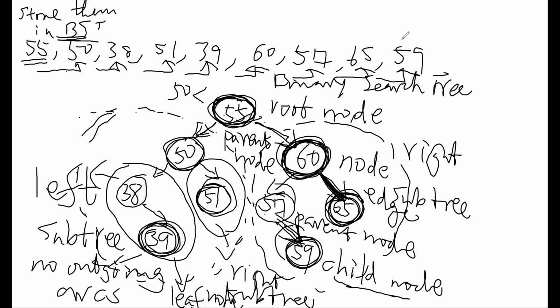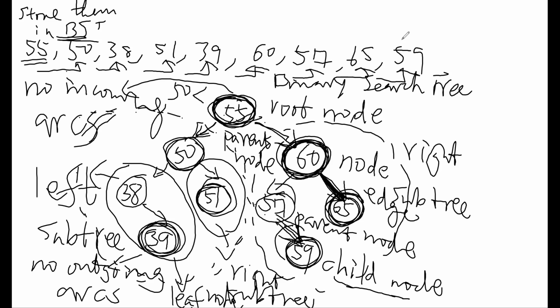This is a general term regarding the tree. And for the root node, you can also see there is no incoming arcs. That's the definition for the root node. So we have the root node, we have the leaf node, and some other nodes, and the parent node and the child node relationship. For a root node, in this case, it has two subtrees, the left subtree and the right subtree.